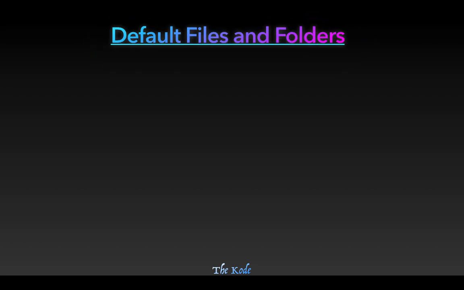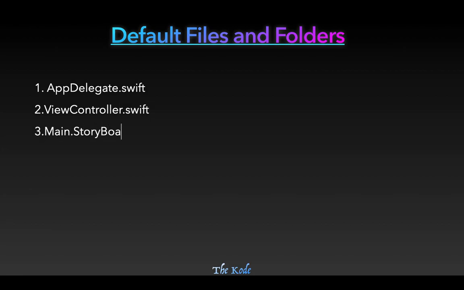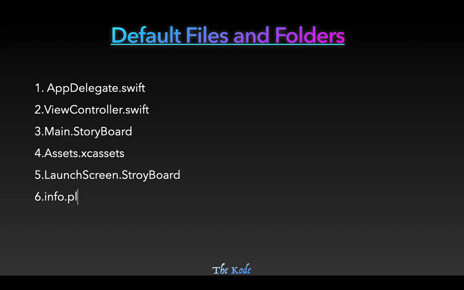Now once the iOS project is created, you will get some default files and folders which are already created there for you. The first one is AppDelegate.swift, the second is ViewController.swift, the third is Main.storyboard, then Assets.xcassets, the fifth is LaunchScreen.storyboard, then the sixth one Info.plist, and the last one is the XcodeTour.app file. We'll talk in detail about AppDelegate, ViewController and Main.storyboard in our next slide, while I will be discussing the rest of the files here.